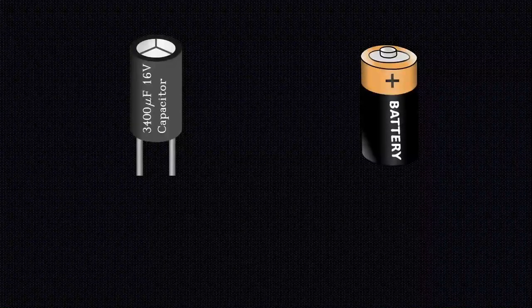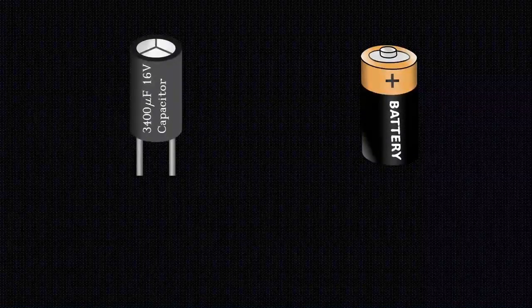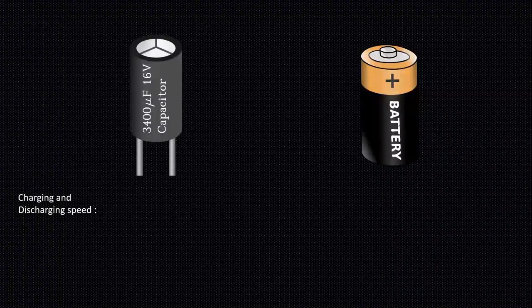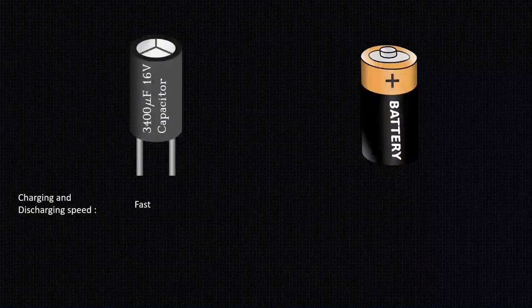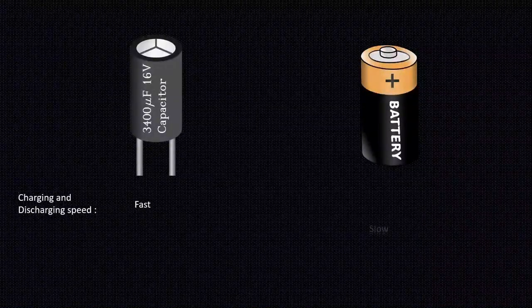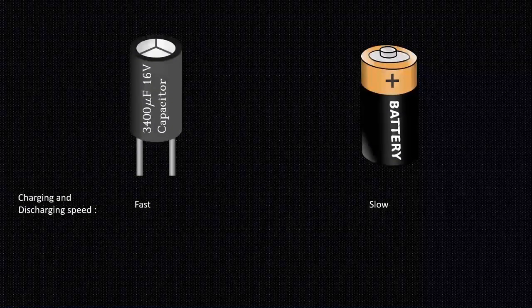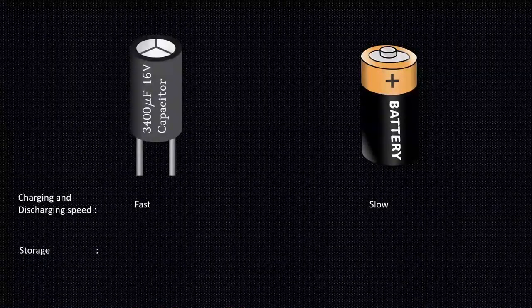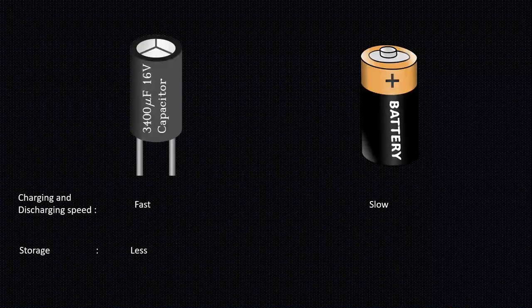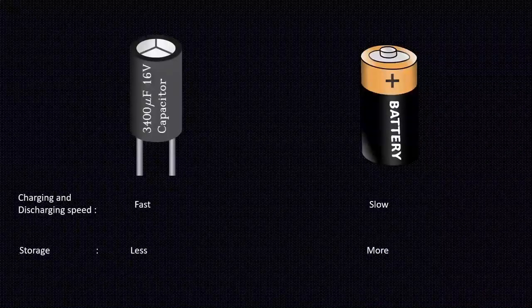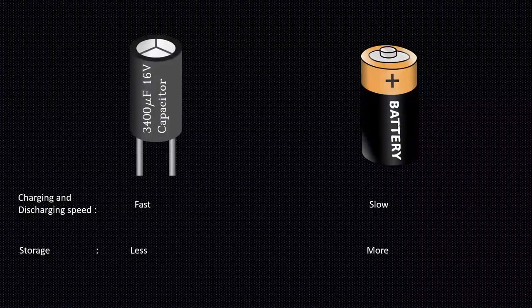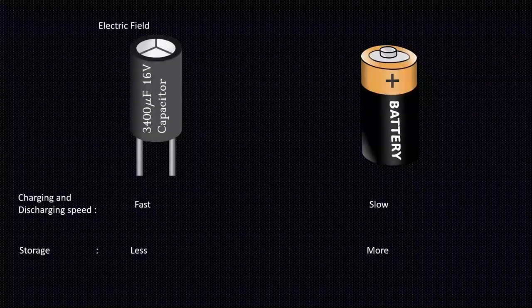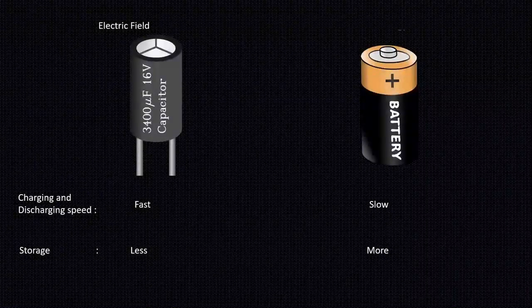Now, before getting into the working principle, let's see the difference between the capacitor and the battery, as both store energy. Well, a capacitor stores and releases energy in a fast way, whereas a battery does it in a slow way. Storage capacity in a capacitor is very much less when compared to the battery. And one of the other important differences is that a capacitor uses an electrical field to store its energy, whereas a battery uses chemical energy.